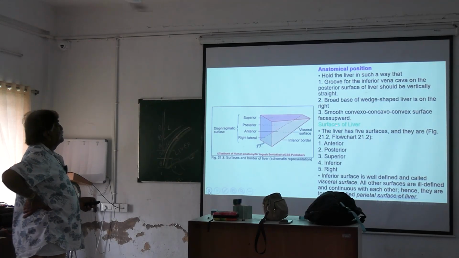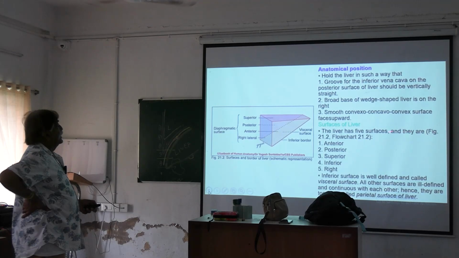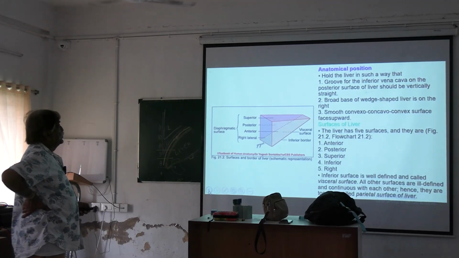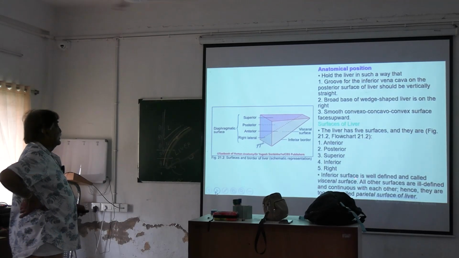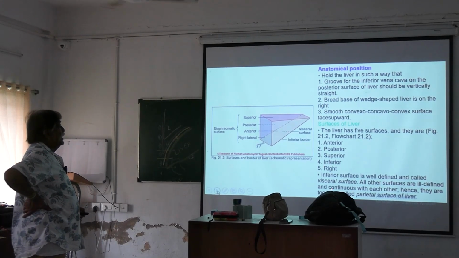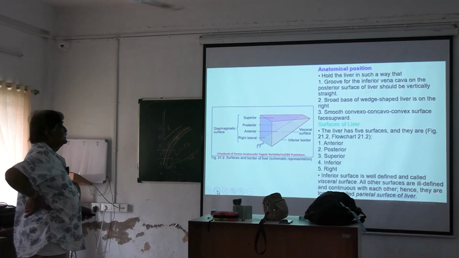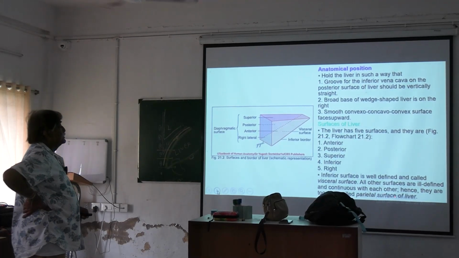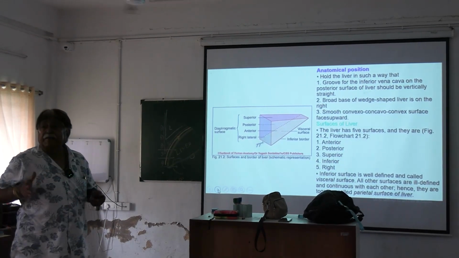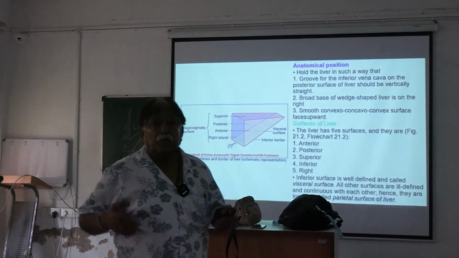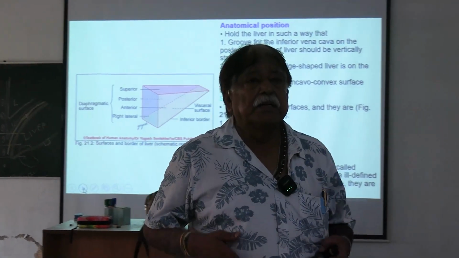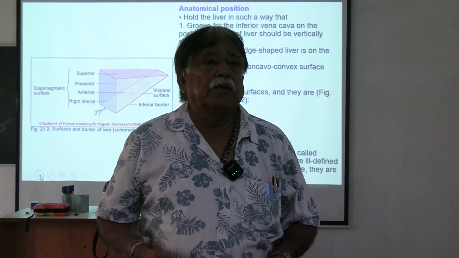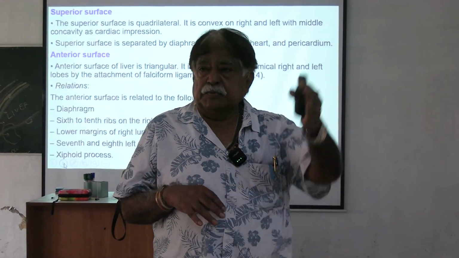Now, the liver has 5 surfaces and they are anterior, posterior, superior, inferior, right. The inferior surface is well defined and called the visceral surface. Why visceral surface? All other surfaces are ill-defined and continuous with each other, hence they are together called the parietal surface of the liver.